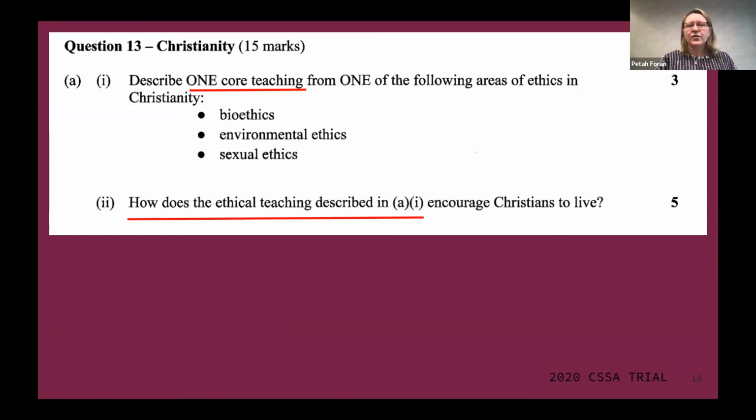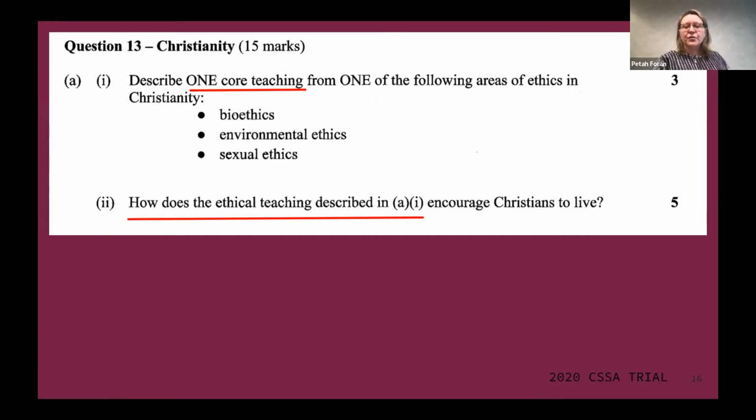A1 says describe one core ethical teaching. A2 then says how does the ethical teaching described in A1 encourage Christians to live? So you need to do the teaching, then show how it's applied. So you need to be very clear about what you understand by teaching. One core teaching of Christianity with environmental ethics, for example, is stewardship. How is that applied is what A2 is. How does the ethical teaching, how does stewardship encourage Christians to live?